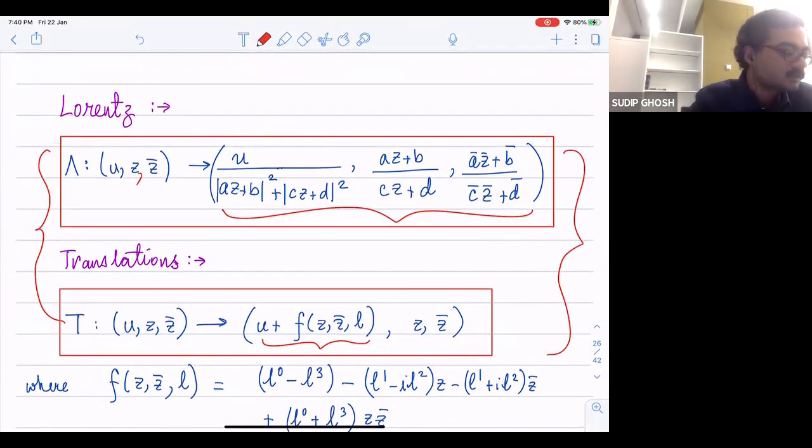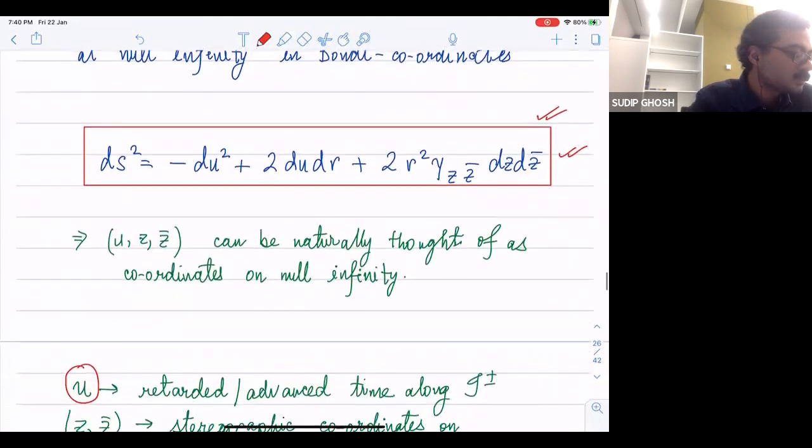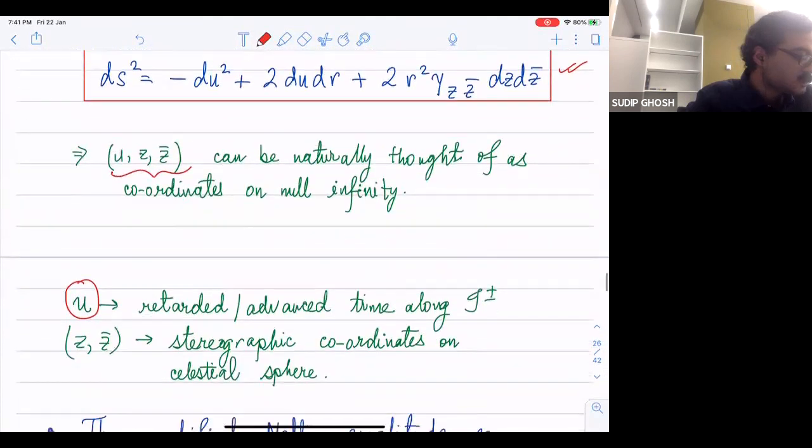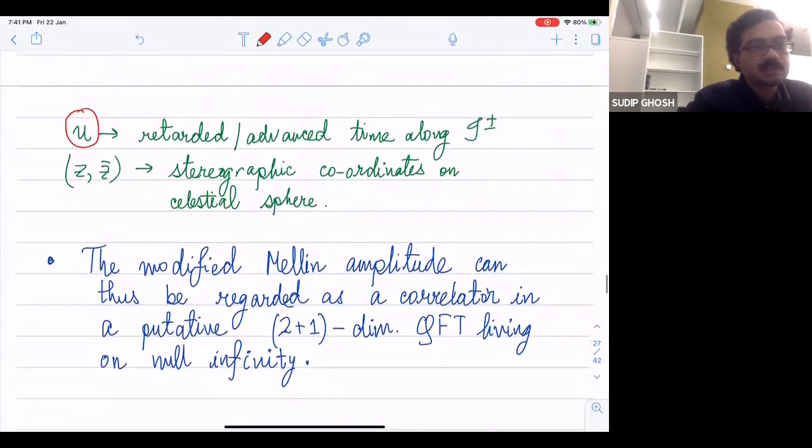Okay. So from that point of view, what we can think of is that these u, z, z-bar labels which appear in our Mellin transforms can be naturally thought of as coordinates on null infinity. And since we have that, we can give a natural interpretation to this modified Mellin amplitude: it can be regarded as a correlation function in some putative 2+1 dimensional quantum field theory, which lives on null infinity, and which you can think of as giving a holographic description of, in this case, the 3+1 dimensional theory of quantum gravity in the bulk.